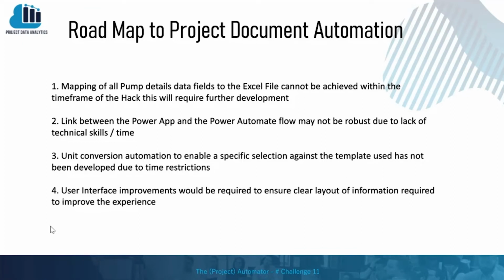The link between the Power App and the Power Automate may be improved and be even more robust. As you can see, we had to embed some of the hard data, such as the unit preference and the email address. The unit conversion automation can also be upgraded through the Power Automate, but in the interest of time, we had to cut it short. We can also introduce further user interface improvements in the Power App that would make things a little bit more intuitive for the user as they are selecting the correct equipment number.